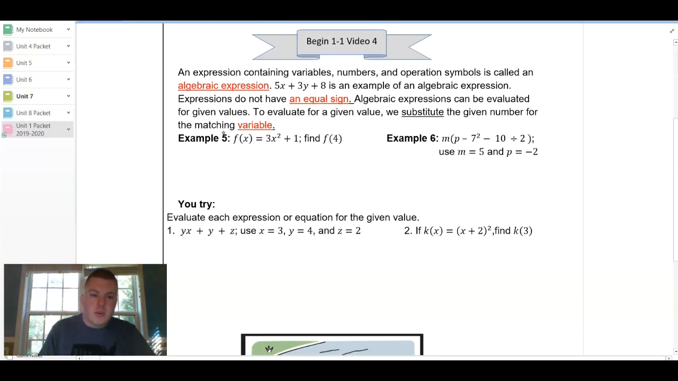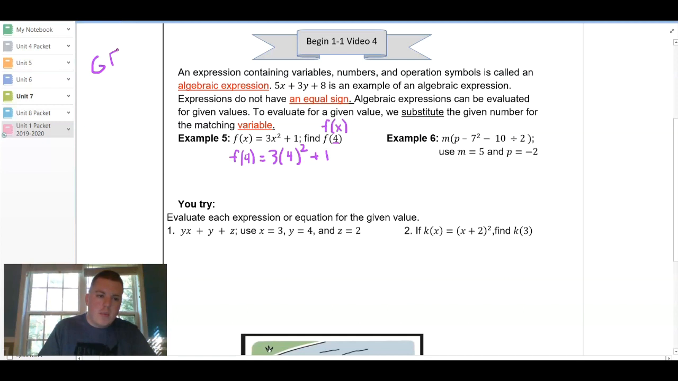All right, so the first one, example 5, is actually an equation because it has an equal sign there. We are asked to find what f of 4 is. Remember, this is really saying that we want to replace anywhere that we see an x with a 4. So I'm going to do that. f of 4 is equal to 3, and then remember, anywhere we see this variable, we want to put parentheses, and then we want to replace it with a 4. So 3 times 4 squared plus 1.